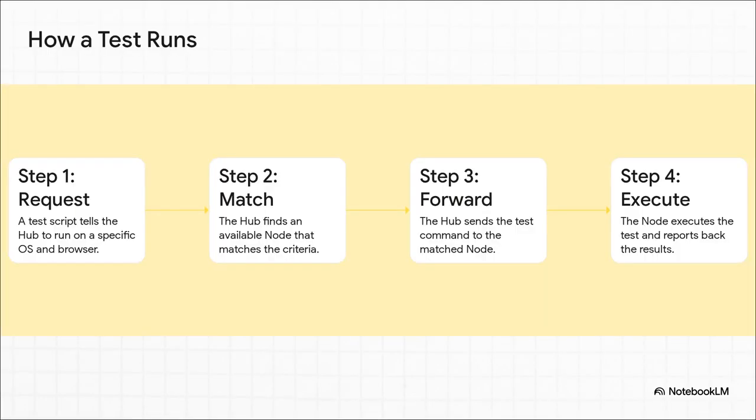Okay, so let's walk through how a test actually runs. It's a really simple flow. First, your test script sends a request to the hub. It says something like, hey, run this test for me on macOS with Firefox. Next, the hub gets that request and scans its list of available nodes to find a match. Aha, here's one. Then, the hub forwards the test command to that specific node. Finally, the node gets the command, wakes up, opens Firefox, runs through all the steps, and reports the results back. It's a beautifully efficient system.